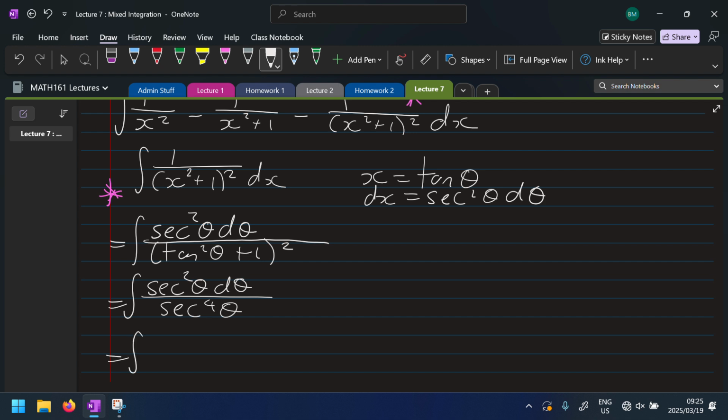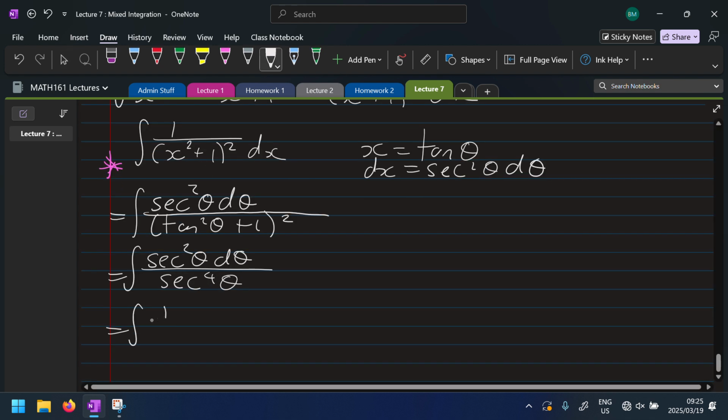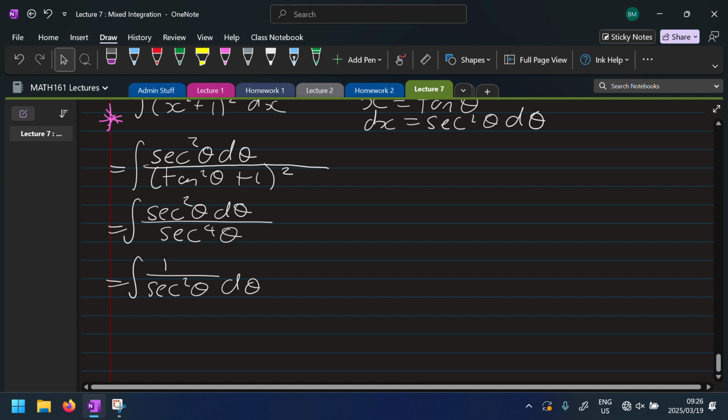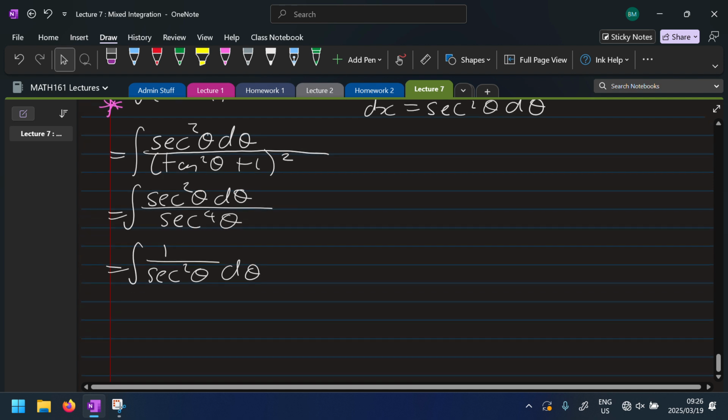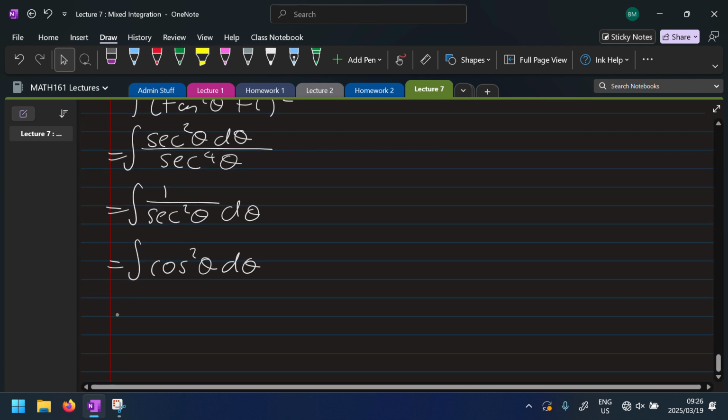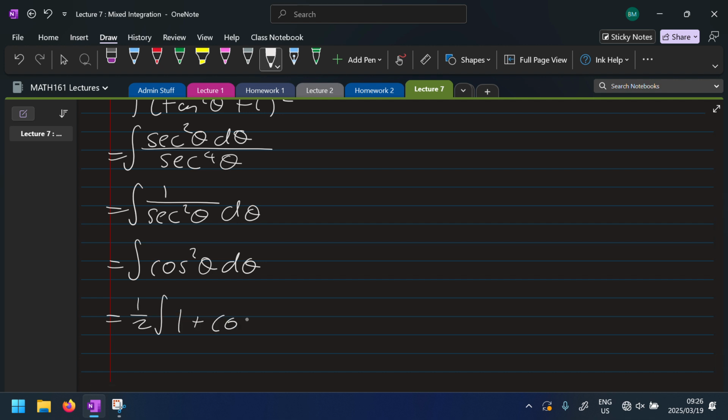Okay, sec squared at the top, sec to the 4 at the bottom. We're left with the sec squared at the bottom. But sec squared at the bottom is the same as cos squared at the top. Integral of cos squared, you should be able to do immediately now. So we know that's going to be 1/2 integral 1 plus cos 2 theta. That should be automatic now. You should know that.